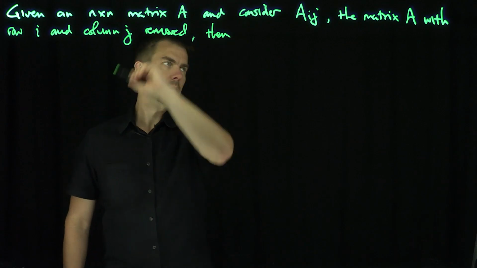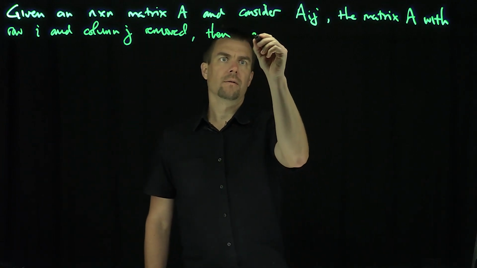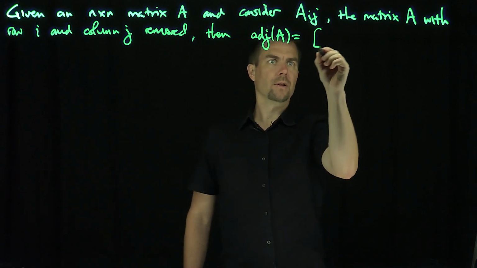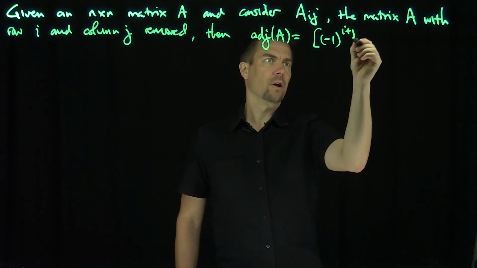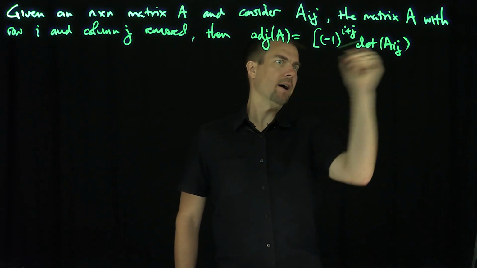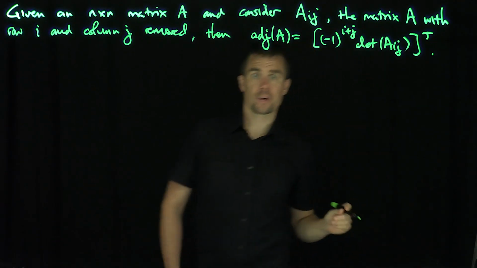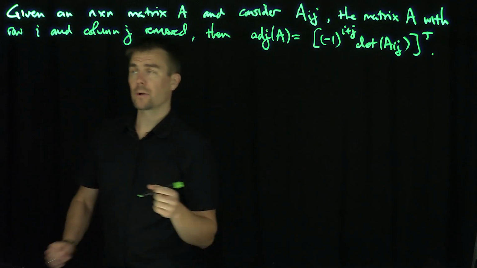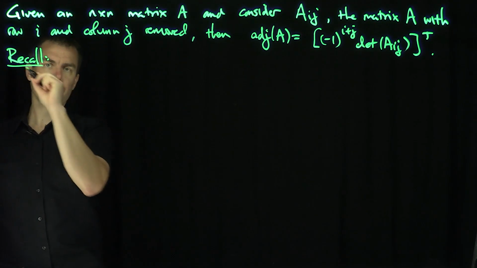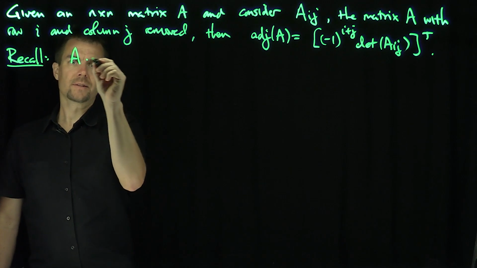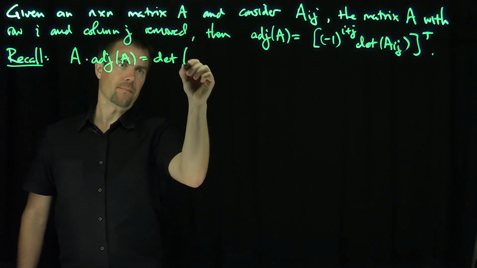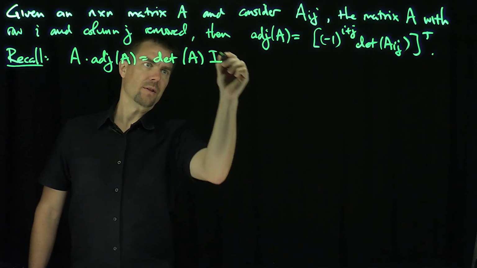Then the adjugate of A is the matrix that looks like (-1)^(i+j) times the determinant of Aij. That's just the ij cofactor, and we take the transpose of this matrix, right? In previous videos, we showed the following result. Recall that A times the adjugate of A is the determinant of A times the identity matrix, right?